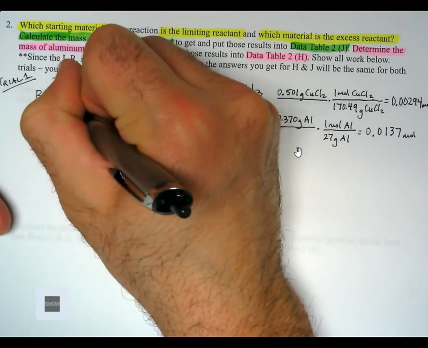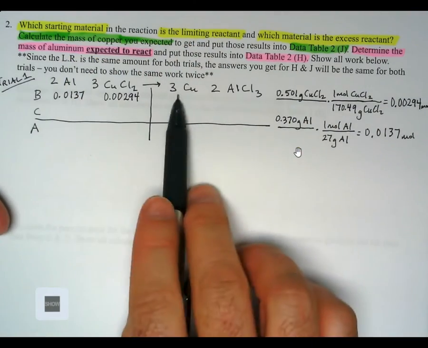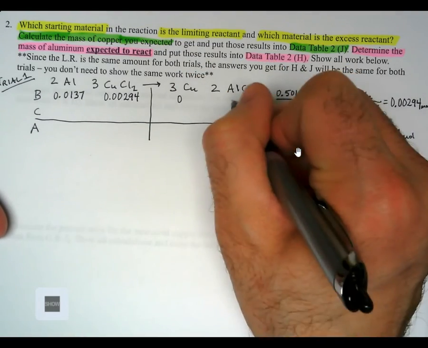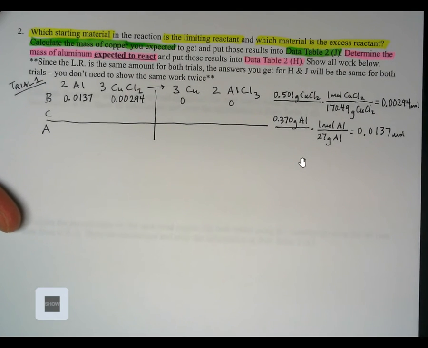0.0137. Okay, now, anybody remember what I put in the before for the products? Good, zeros. Okay, so looks like this.